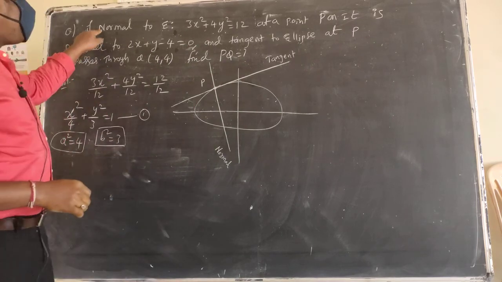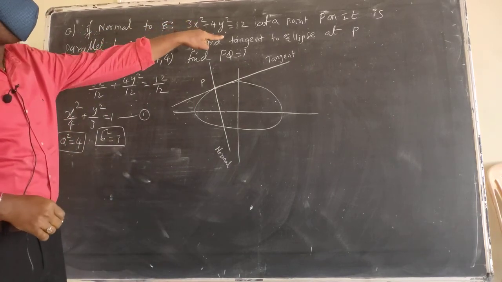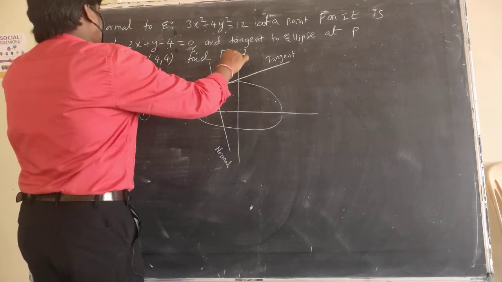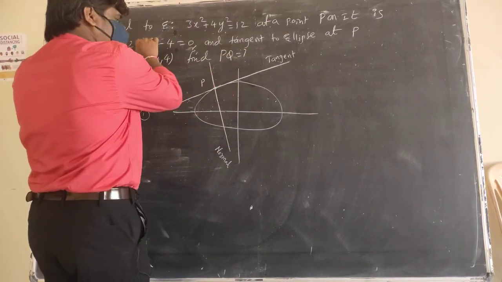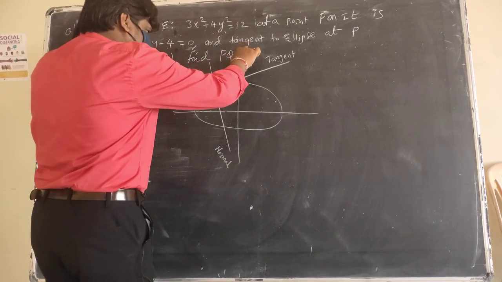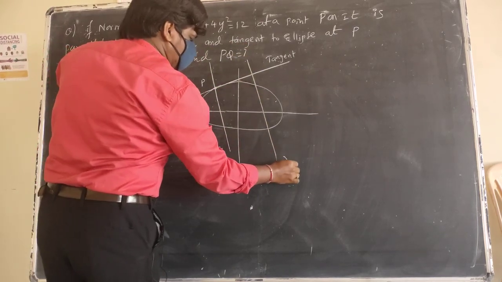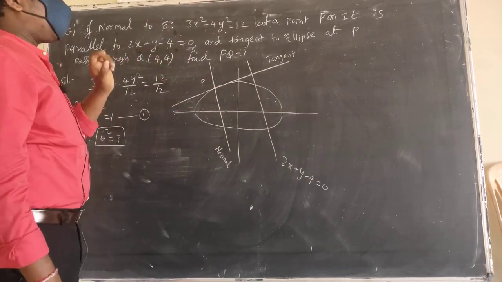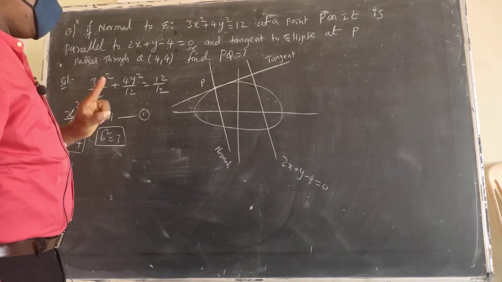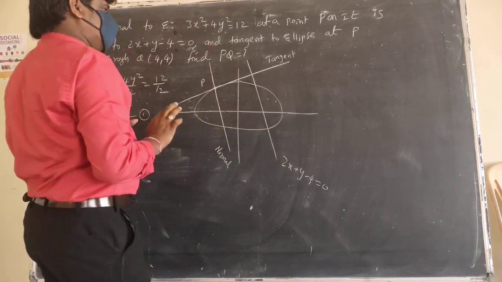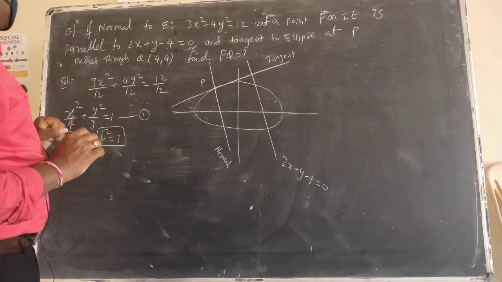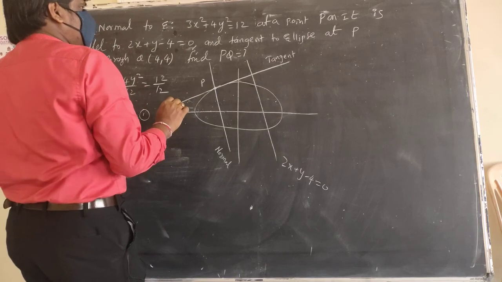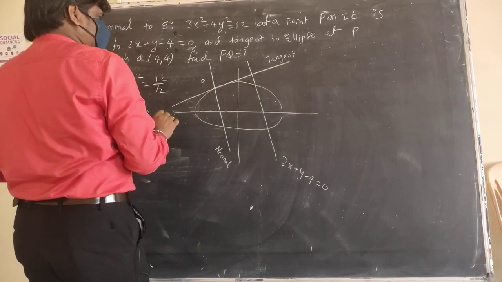Okay, he is saying that if the normal to the ellipse at a point P on it is parallel to a line, that is 2x plus y minus 4 equal to 0, and the tangent to the ellipse at P passes through Q point 4. This normal is parallel, it is given.